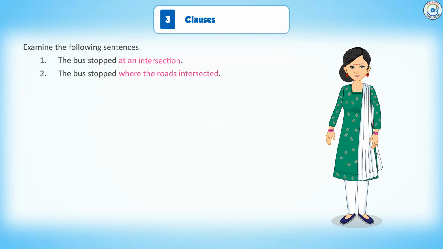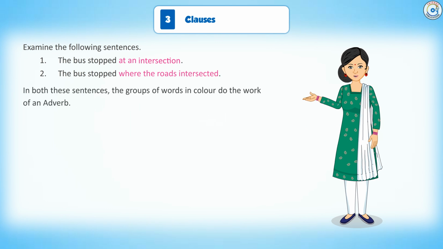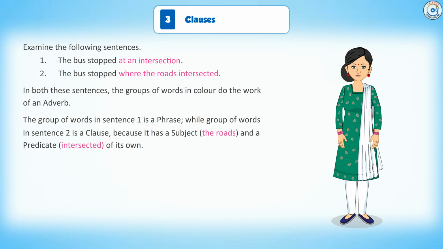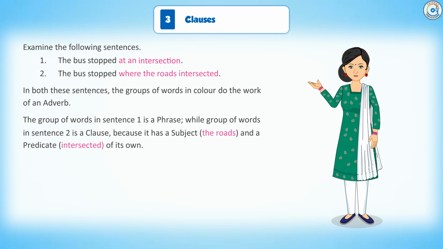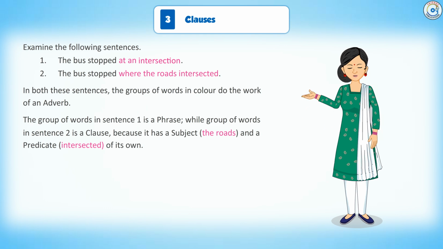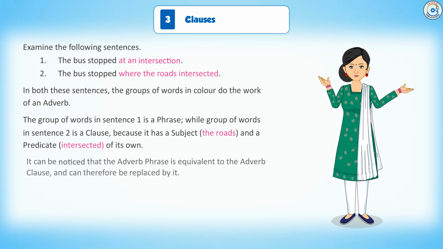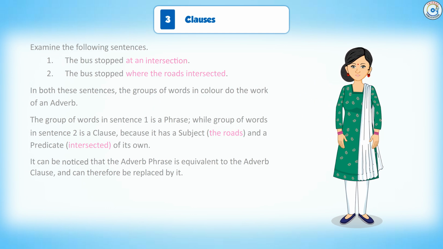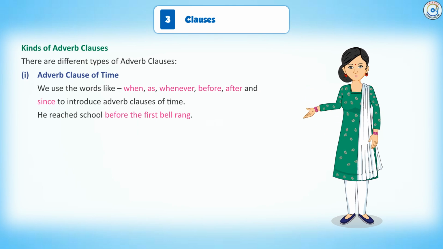Examine the following sentences. The bus stopped at an intersection. The bus stopped where the roads intersected. In both these sentences, the groups of words in color do the work of an adverb. The group of words in sentence 1 is a phrase, while group of words in sentence 2 is a clause, because it has a subject, the roads, and a predicate, intersected, of its own. It can be noticed that an adverb phrase is equivalent to the adverb clause and can therefore be replaced by it. Kinds of adverb clauses.